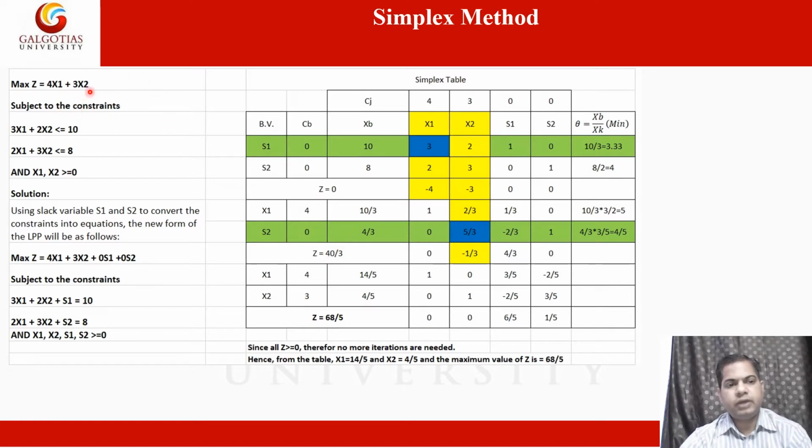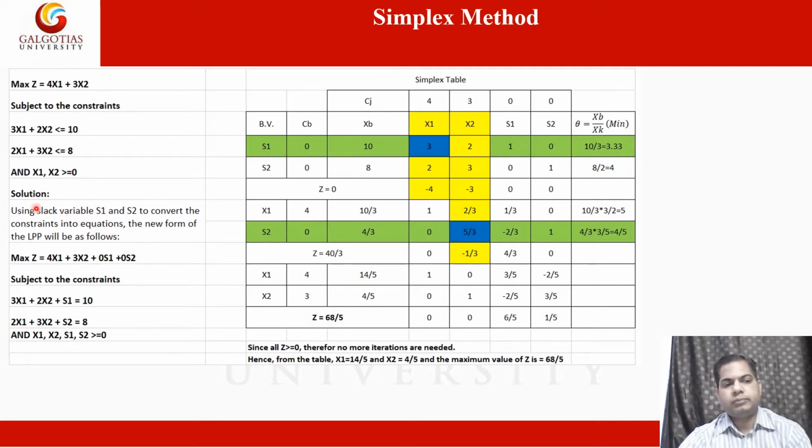As we know, the characteristics of an LPP are the objective function and the constraints. So here we have the problem: maximize z = 4x1 + 3x2, with constraints 3x1 + 2x2 ≤ 10, 2x1 + 3x2 ≤ 8, and the non-negativity constraints x1, x2 ≥ 0.